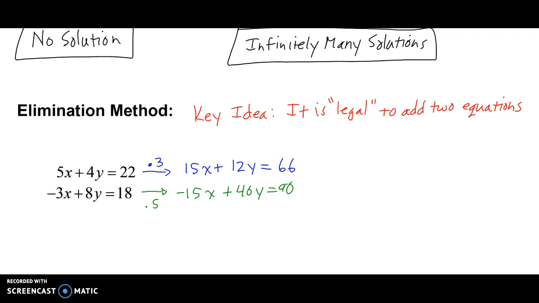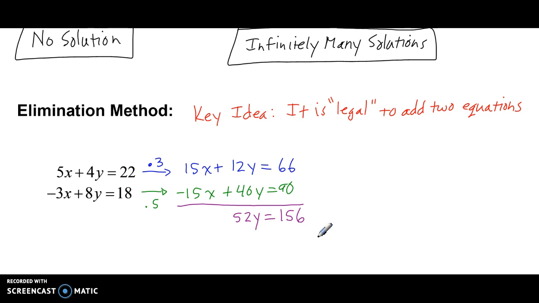Now, that just made all the numbers bigger, which might seem like a bad idea, but if you imagine adding these two equations together, can you see what the advantage is? What will happen here is the x's will cancel each other out. 15x minus 15x, add them up, you get nothing. 12y and 40y will have 52y. 66 and 90 will have 156.